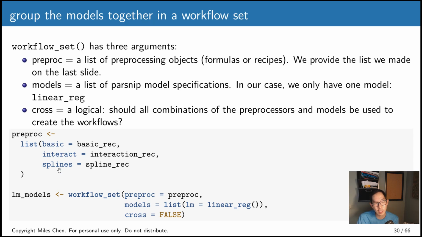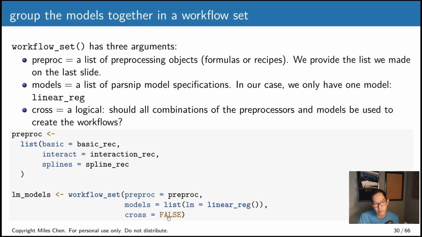We give all of these things names because this is how Tidy Models is going to name each of the workflows. It's going to combine the preprocessor, which is our recipe's name, along with our model name. So here we have basic, interact, splines as our names, and we're going to create a workflow set where our preprocessors is this list, okay? And then the models is also going to be a list, and here I create the list directly in here because there's only one entry, but it's going to be a list where the model name is LM, and it's going to be our linear regression model.